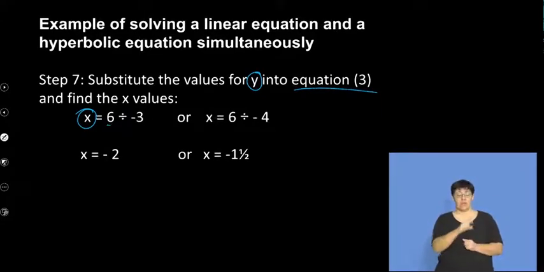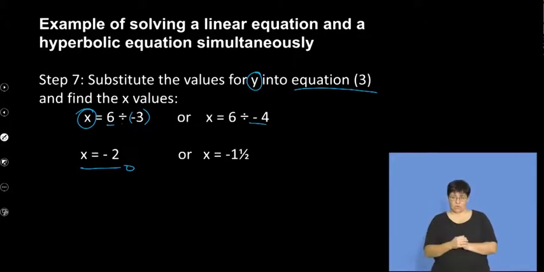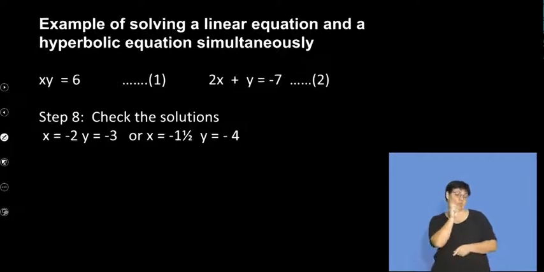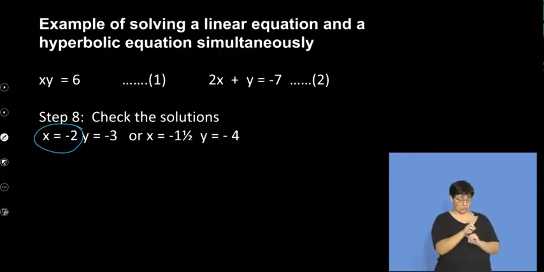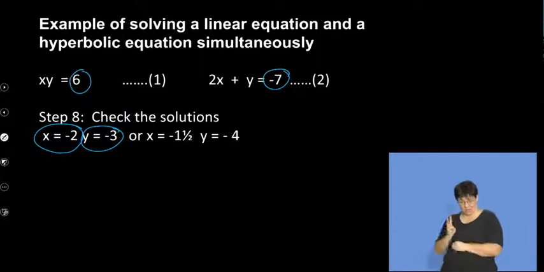So it will be 6 divided by negative 3, which will give me x is equal to negative 2. That's one value of x. And then it will be 6 divided by negative 4, which will give me negative 1 and a half, right? Now, the last important step will be, or rather the second last will be to check your solutions. What I mean by that is you must check if I substitute minus 2 and minus 3, will I get 6 or not? Will I get negative 7 or not? So let's quickly do that.